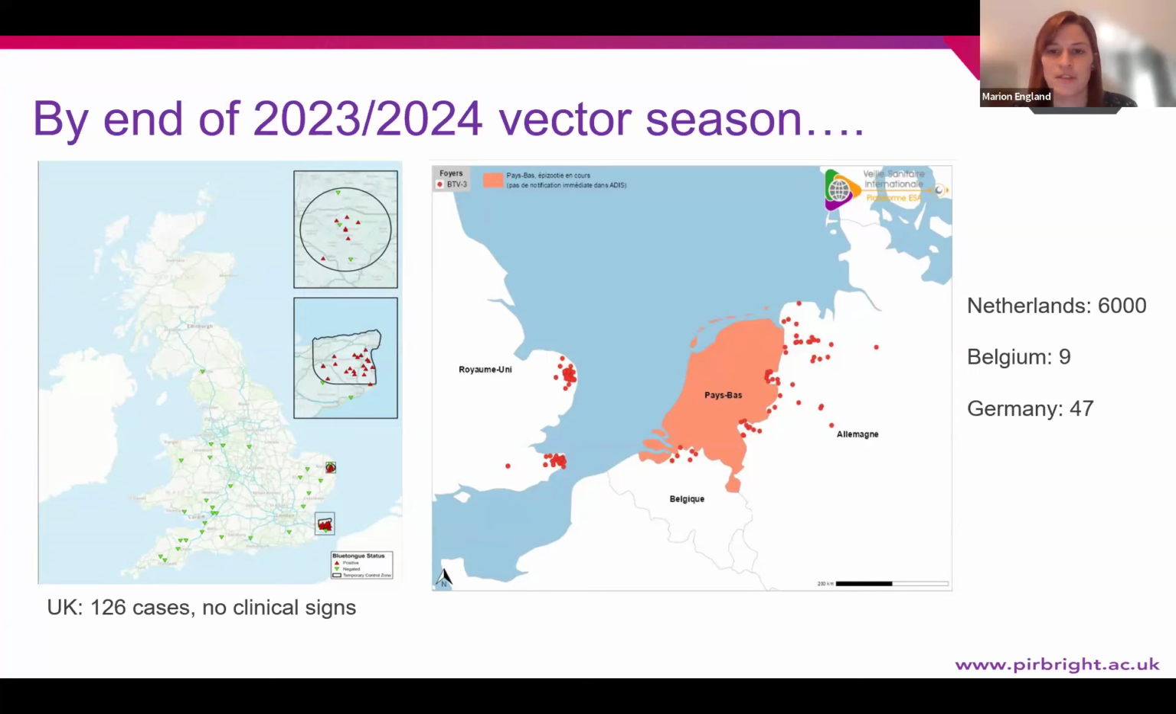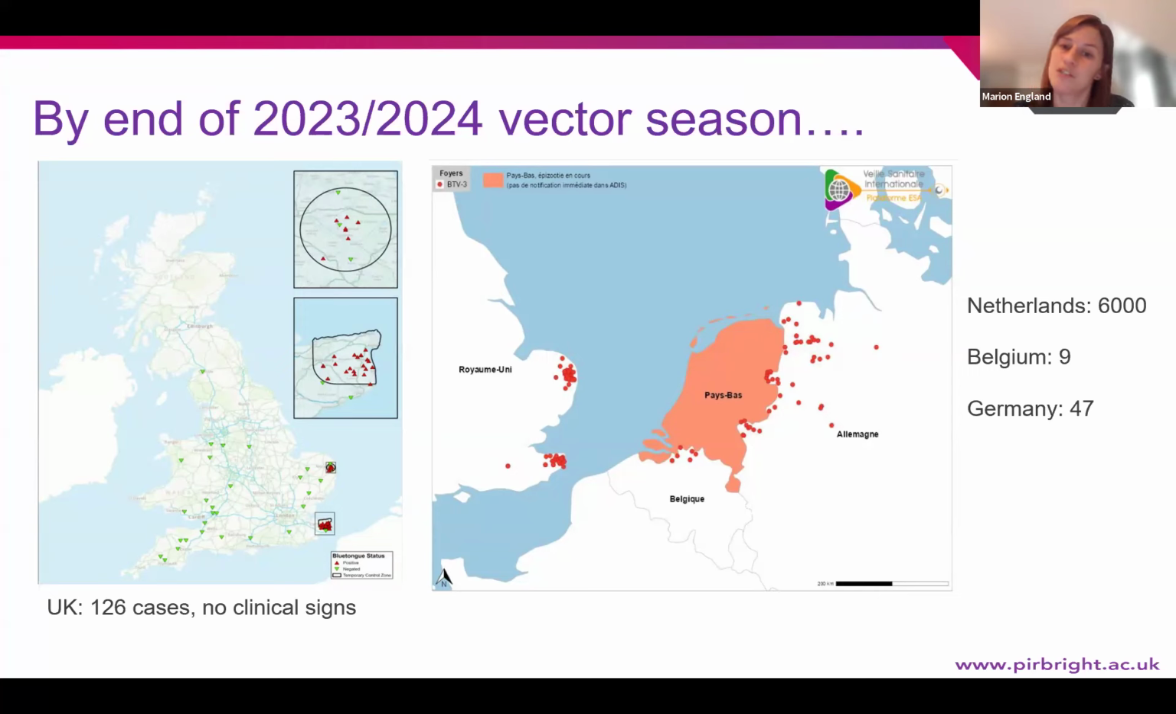So the map on the right shows things as they stood as we were heading into the winter of 2023-2024. We had disease across all of the Netherlands. We had some spread into Germany, a little bit into Belgium, and these two little clusters in the UK.